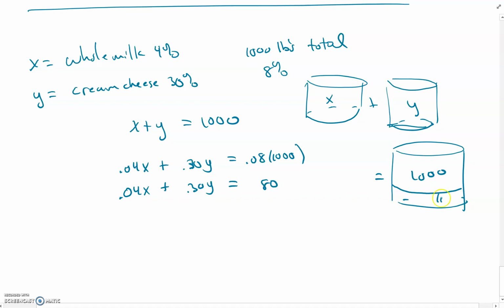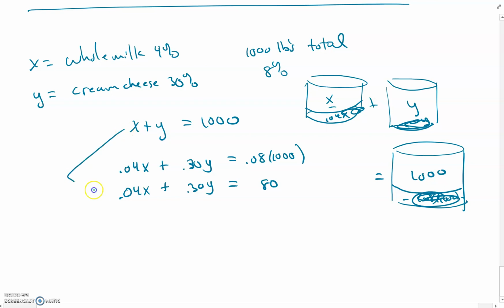8% of 1,000. The milk fat in here, well, I don't really know. I just know it's 4% of X. And this one's 30% of Y. So the milk fat here plus the milk fat here has to equal the milk fat here. I know I made a mess of that, but that's the idea.